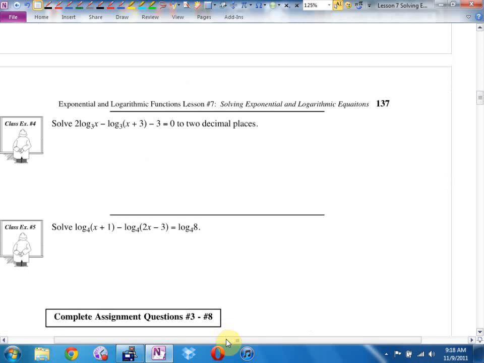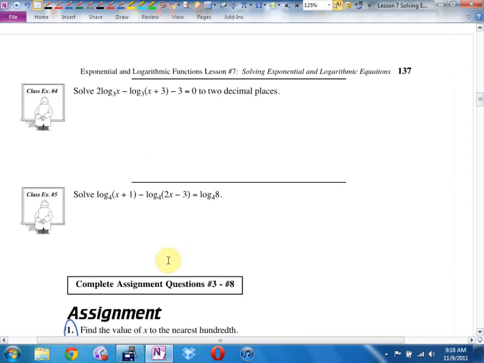What's your hint that example 4 might not work out evenly? Two decimal places, okay? I said our strategy is, first of all, is there logs in everything here? Does every single term have a log in it? Nope, I got that 3. Let's get the logs on one side and the non-logs on the other side. The first thing I would do is plus the 3 over. This is going to be 2 log base 3 of x minus log base 3 of x plus 3 equals 3.